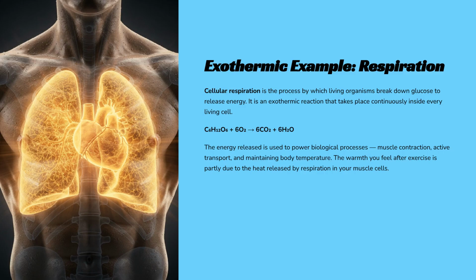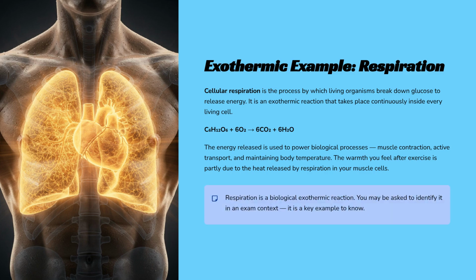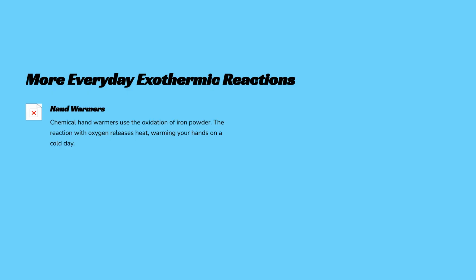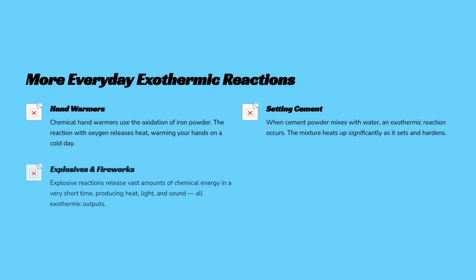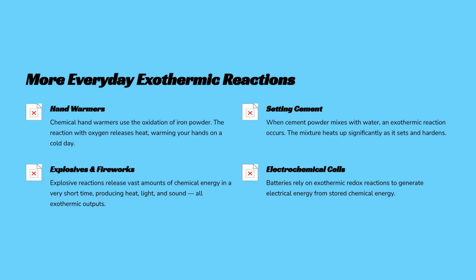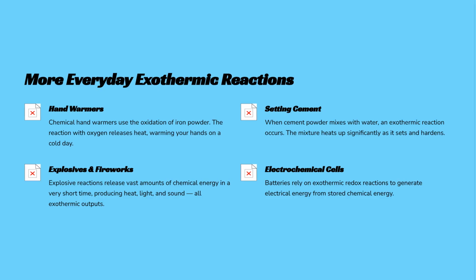Cellular respiration is a biological exothermic reaction. Living organisms break down glucose to release energy, which powers bodily processes and maintains body temperature. This is a key example to know for exams. Other everyday exothermic reactions include hand warmers using iron oxidation, setting cement, and explosive reactions like fireworks. Electrochemical cells or batteries also rely on exothermic reactions.